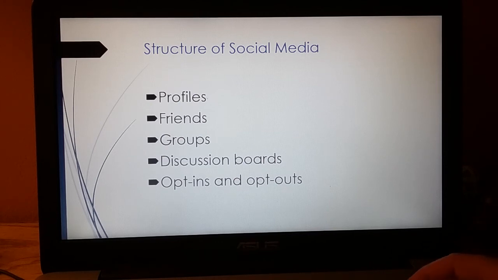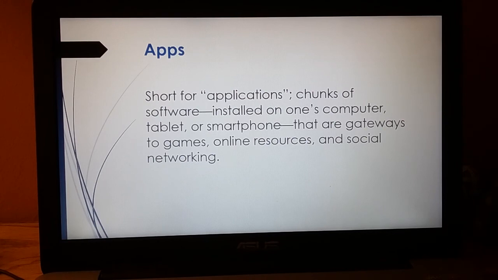Okay, so let's look at some other general terms here. Apps, short for applications, are chunks of software installed on someone's computer, tablet, or smartphone. They're gateways to games, online resources, social networking, and things that might help you in getting places.